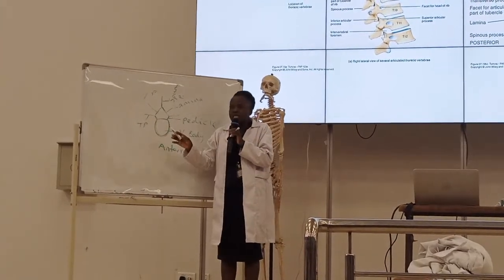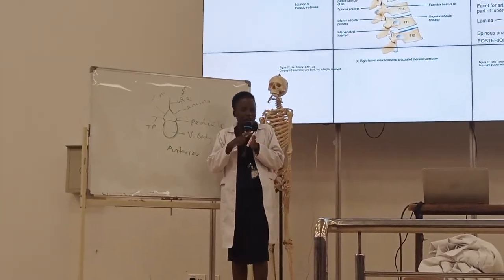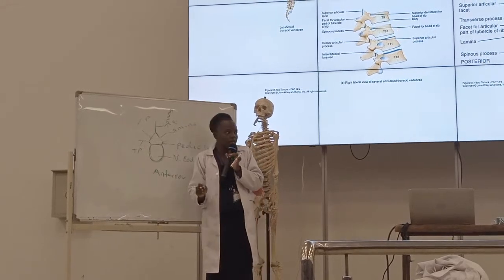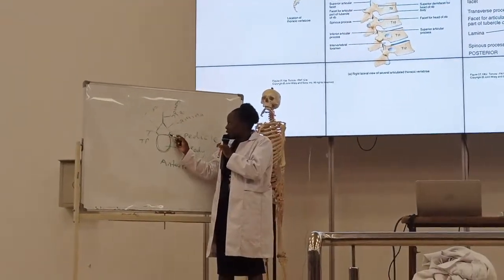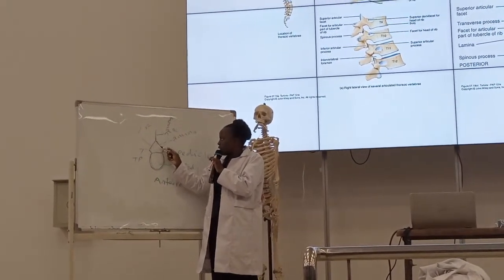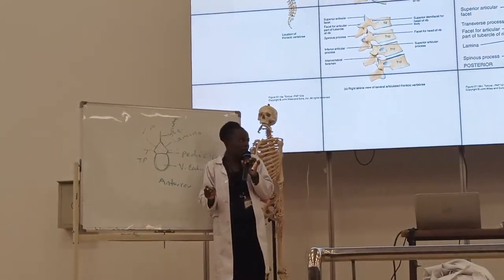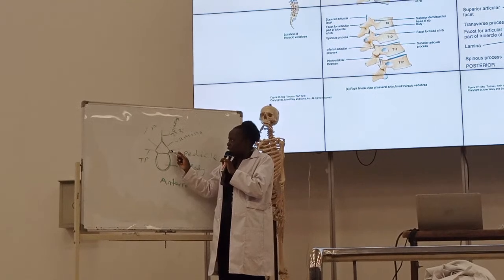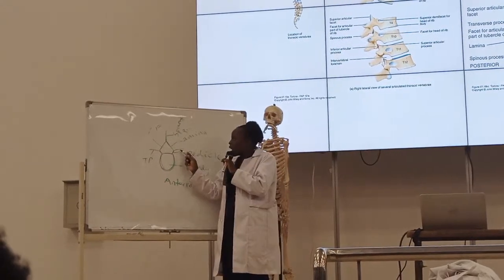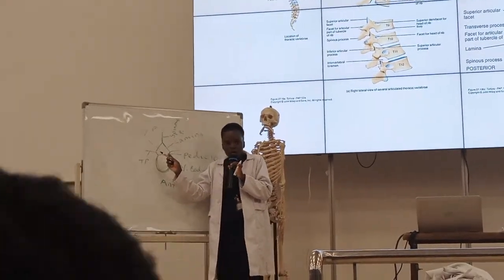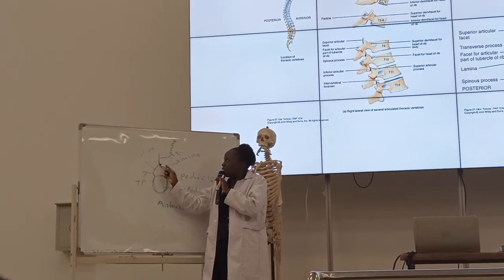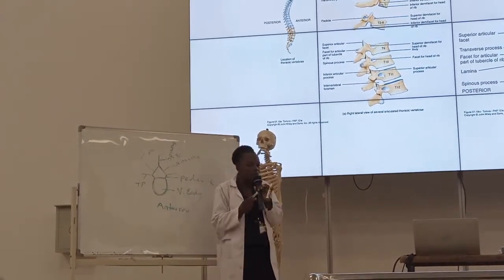If you know this structure, everything will be easy. I said that we have a body, which is anteriorly located, extending from it posteriorly are the pedicles. From the pedicles, we have the laminae. At the point where the pedicles and the laminae are meeting, we've got this extension called the transverse processes. And then at the point where the two laminae are meeting, we've got this extension called the spinous process.